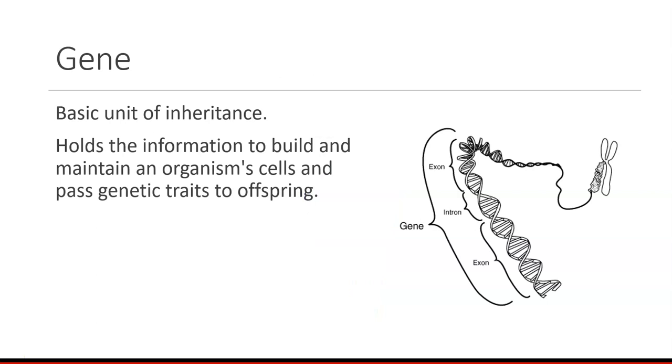A gene is the basic unit of inheritance. It holds the information that's necessary to build and maintain an organism's cells and pass genetic traits to offspring. So in this picture, you can see on the very left, there's the representation of a gene, a piece of genetic material. And then on the right-hand side, you see the chromosome where that information is stored.